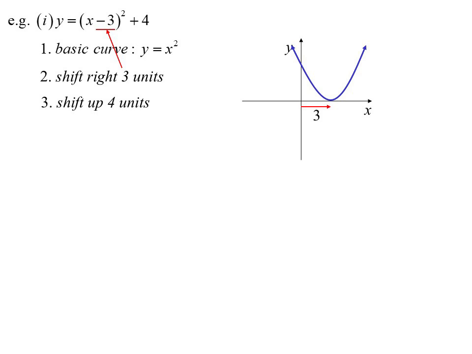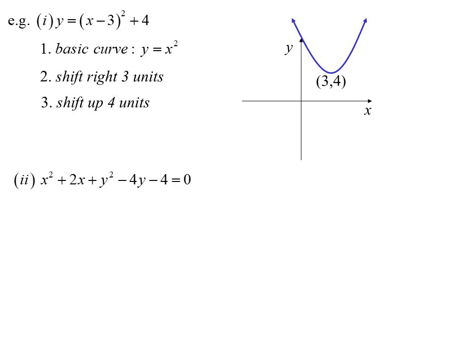So we go across there. What else have we done? Well, I've got the plus 4 there. Actually, it was y minus 4 on the other side, but we've moved it over. Well, that one's going to shift it up 4 units. And there's our new parabola. The vertex is 3, 4. And we saw that idea when we completed the square. Sure enough, that was our vertex. Okay. But we can do it to any of our basic curves.